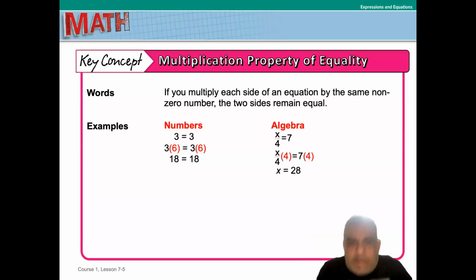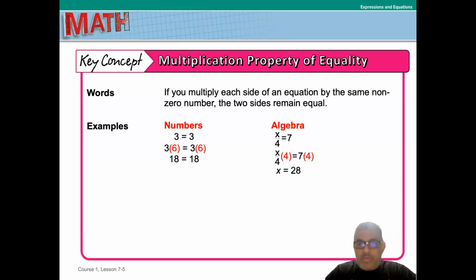Let's see what these problems look like. Why are we looking at a multiplication property of equality? Go ahead and read it in where it's, if you multiply each side of the equation by the same non-zero number, the 2 sides remain the same. So again, we get the example of the numerical equation. It's being multiplied by 6 on both sides. Remember that we're doing this because it has to remain true.